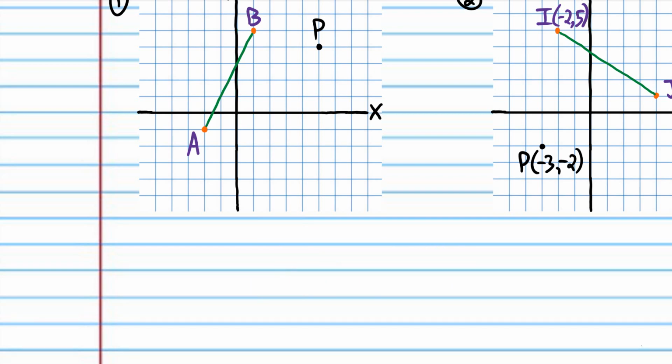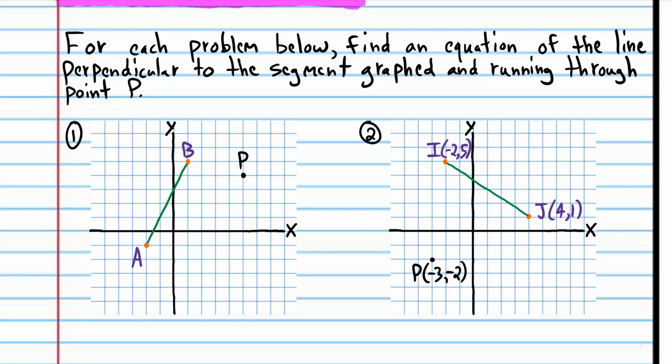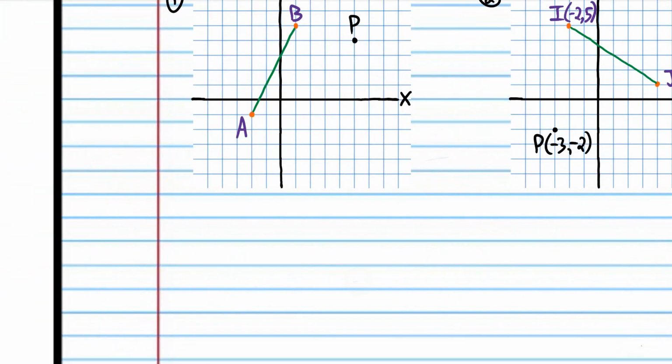Well, we already have a point on the line because this problem tells us that our line should be going through point P. So we know point P is on the line. We have our point. We just need to find the slope. So to find the slope of the line we're going to use segment AB. We're going to find the slope of AB because we're looking for a line that's perpendicular to AB. So we're going to find the slope of AB and use that slope to find the slope of a line perpendicular to AB.